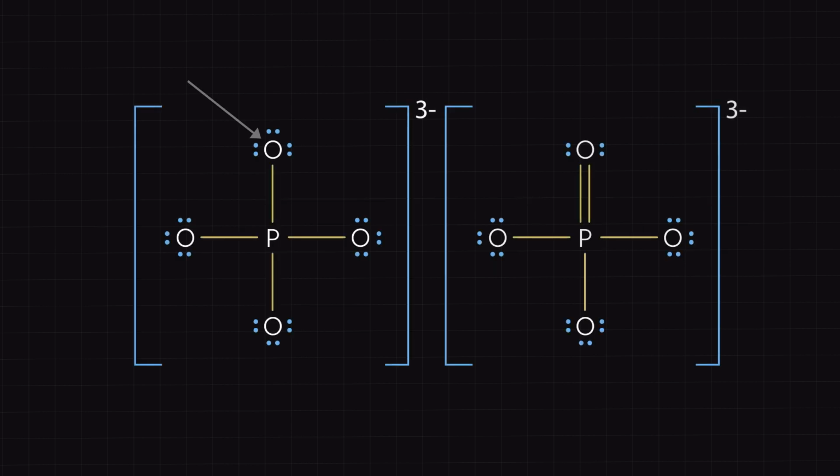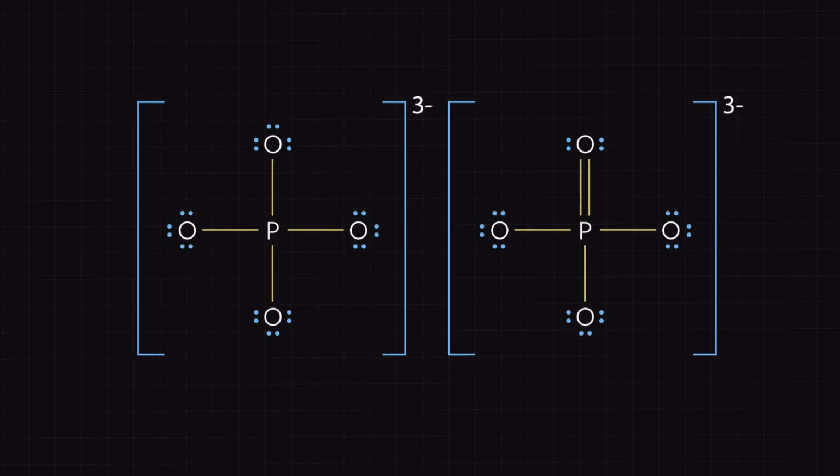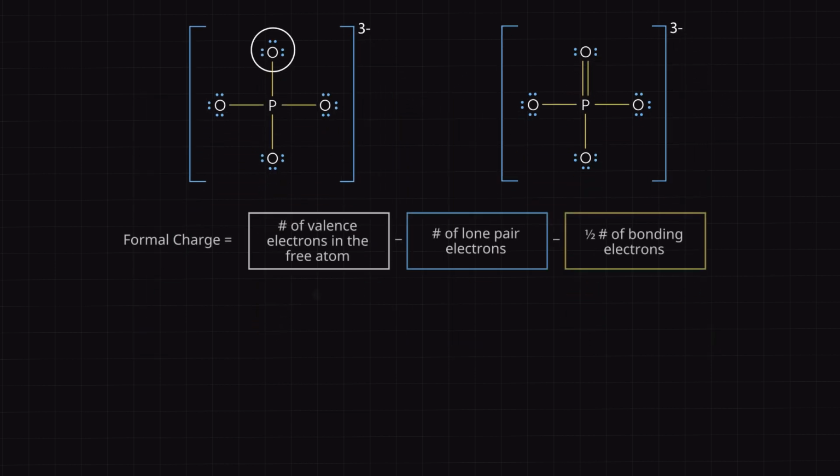Let's first consider the oxygen atoms that make a single bond with the phosphorus. Oxygen has 6 valence electrons as a free atom, so in calculating formal charge, we start with this 6. We then subtract 6 for the 6 electrons in lone pairs, and subtract 1 for its share of the 2 electrons in the single bond. This gives a formal charge of -1.